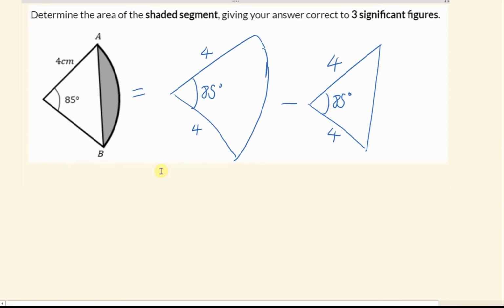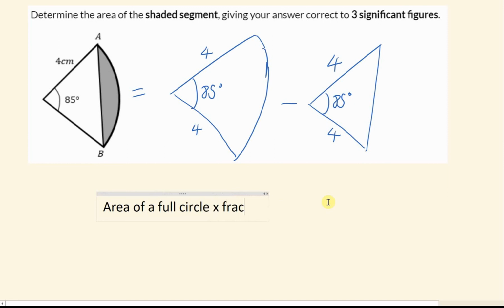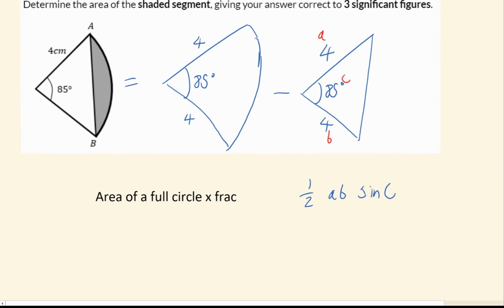For the sector, we're going to use the formula: the area of a full circle times whatever fraction I have. And for the triangle we're going to use the formula a half ab sine C, where a and b are my two lengths and C is my angle.